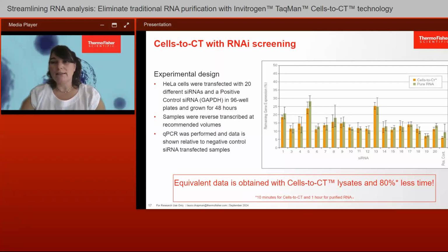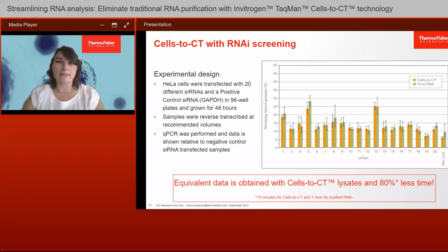The orange bars are the cells-to-Ct, and the green bars are a duplicate plate that was done using purified RNA. In this particular example, we used a magnetic bead-based purification for the RNA. And again, we see equivalent performance across all 20 siRNAs indicated on the x-axis, and our positive control GAPDH is the last set of bars.